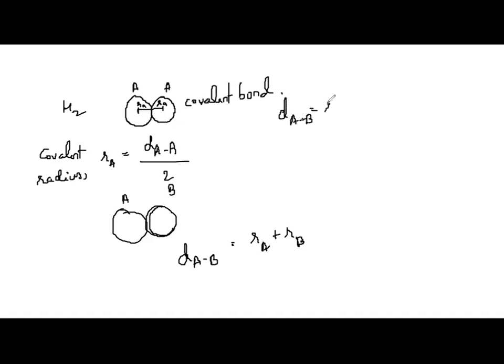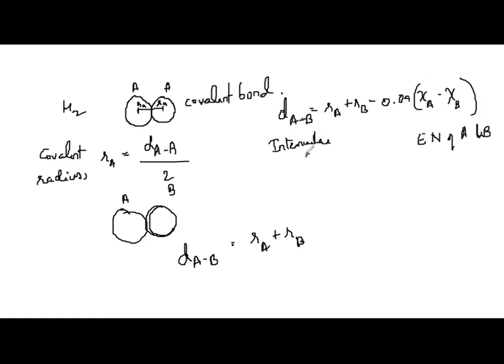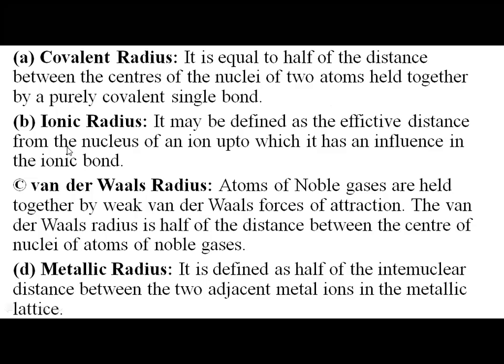That is equal to RA plus RB minus 0.09 into XA minus XB, where XA and XB are electronegativities of A and B. So when you solve it out, you will get the internuclear distance. Half of the internuclear distance will be the atomic radius. Yes, atomic radius. That is covalent radius.